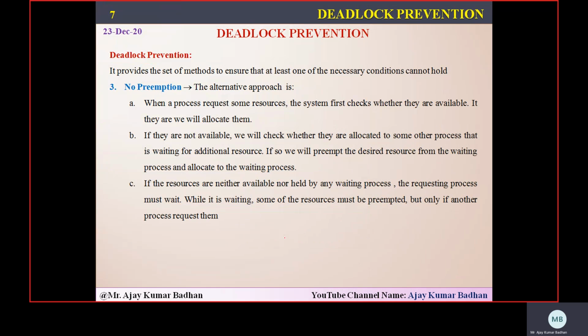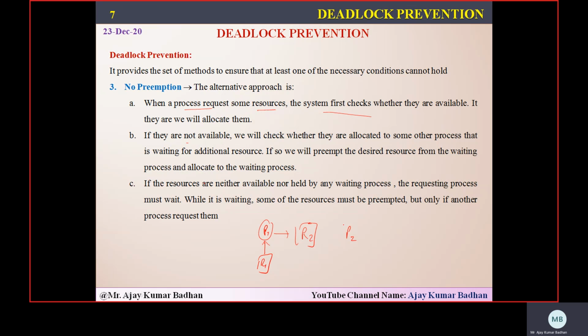Then what about the second one? The second one is also similar to it, but with a small variation. The variation here is, whenever a process requests some resource, the system first checks whether it is available or not. Common thing. P1 is there. He is holding R1, and he is requesting R2. So first the operating system will see if it is available; if so, it will be allocated to P1. If it is not available, then we will check whether it is allocated to some other process or not.